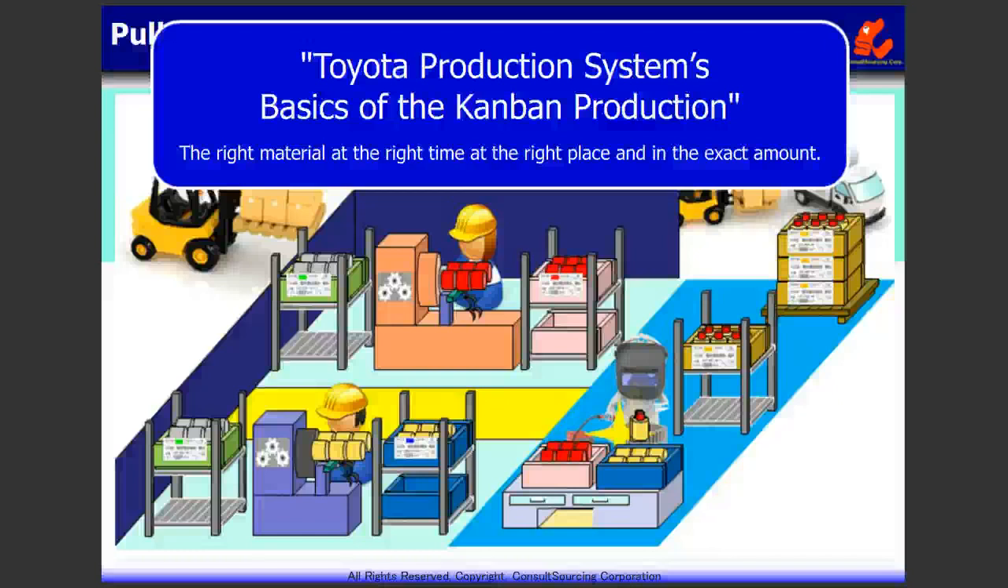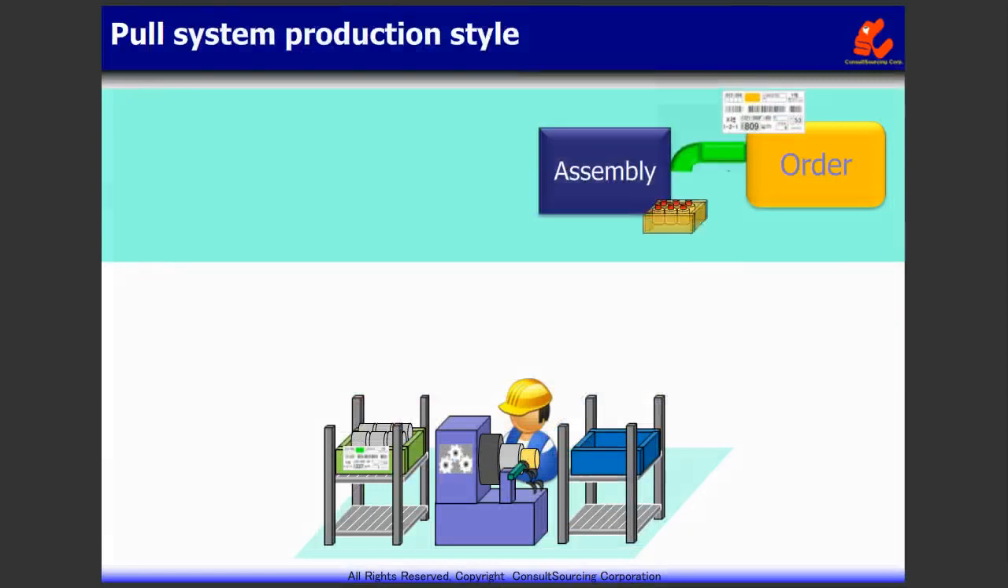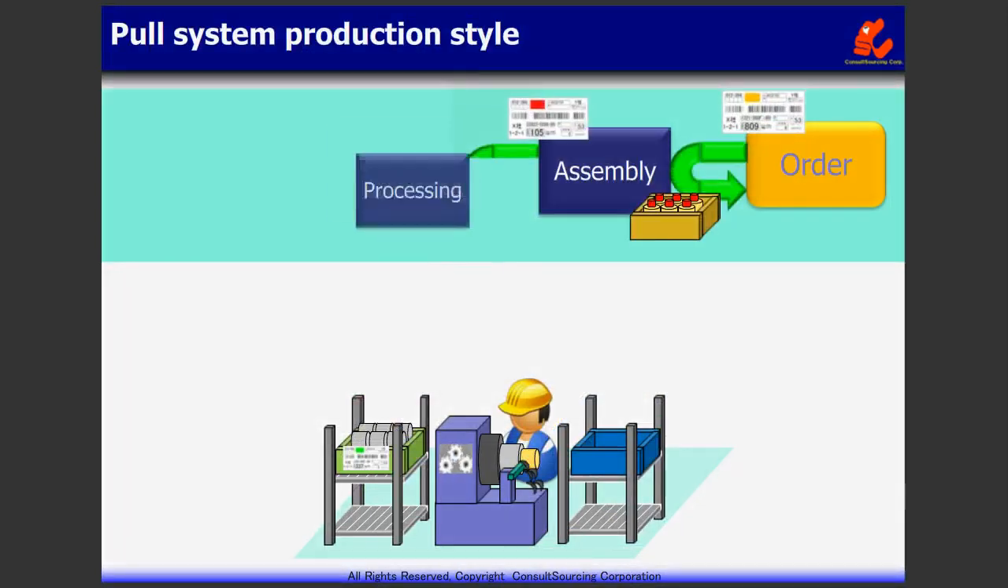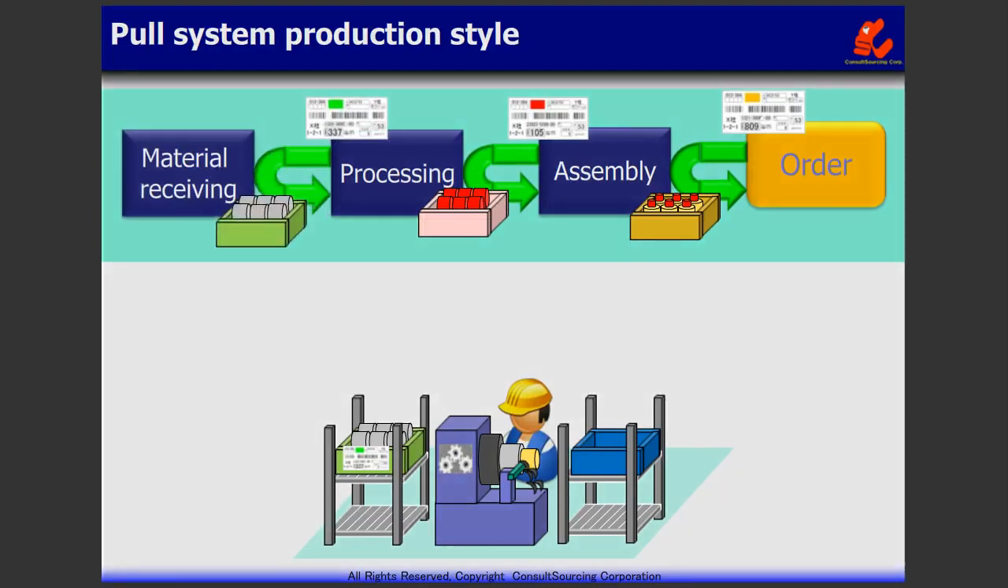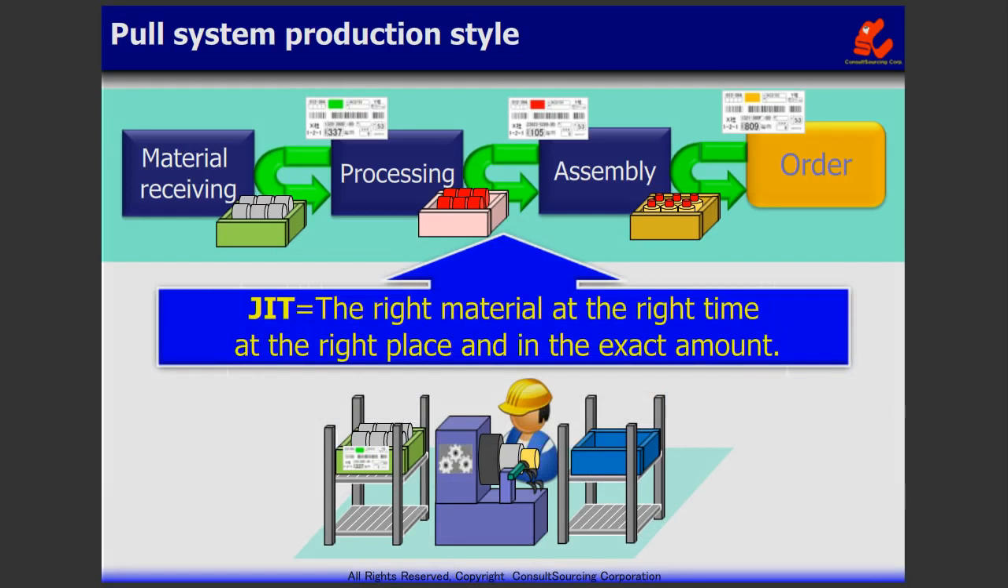Let's look into the details of the pull system production style. This style is based on the orders received. It assembles products only for the amount of order received. Then, it processes the quantity used for assembly, and likewise procures materials for the volume that has been processed. This manufacturing concept, which produces the right material at the right time at the right place and in the exact amount, is called just-in-time.